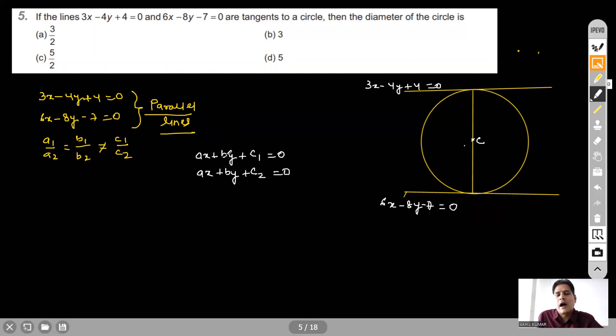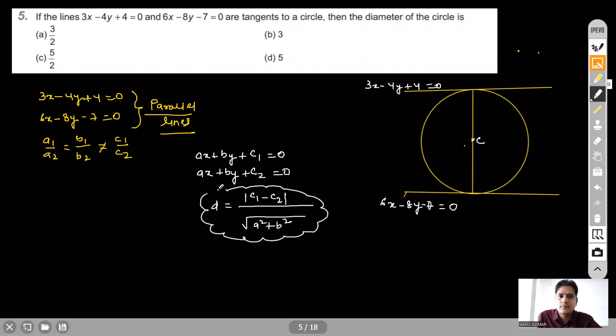So how do we find the distance between two parallel lines? We know that the distance is equal to the modulus of C1 minus C2 upon under root of A square plus B square. This is the distance between two parallel lines. Since we have already covered straight lines, I hope you are all aware of this formula.